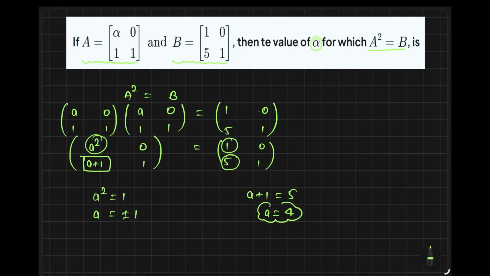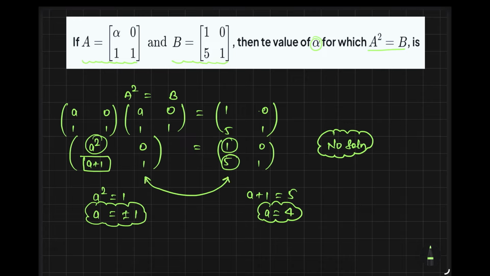Now look at this. For the same alpha, we are getting two different values. Here we are getting plus minus 1, here we are getting 4. If we get both things to be the same, then we will have some solution for alpha. This means for this question, no solution. So no solution is the solution of this question. Suppose here also you get the value of alpha as 1, then minus 1 will be rejected. Correct? So there is no single value of alpha which will satisfy this condition.